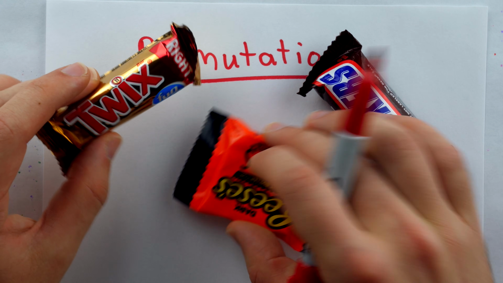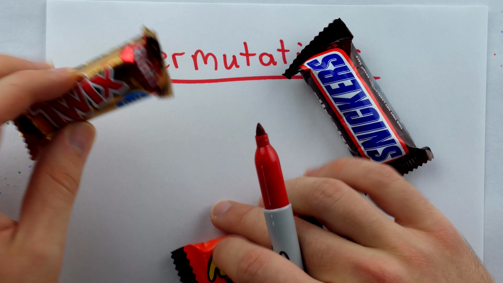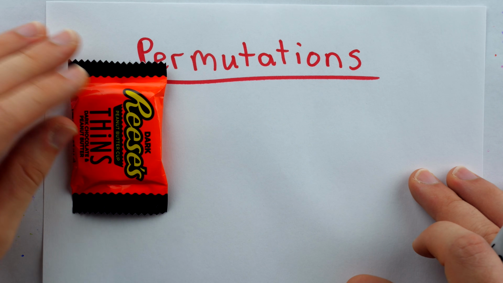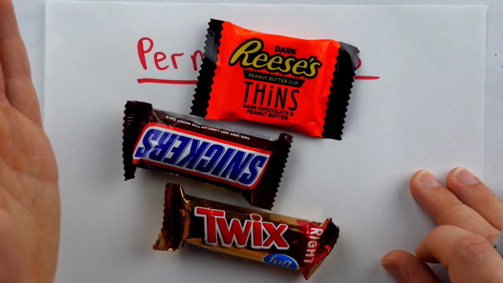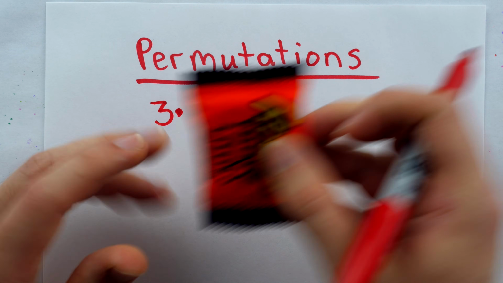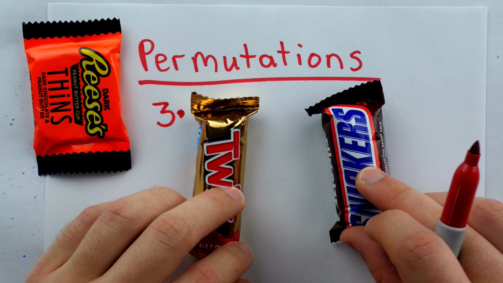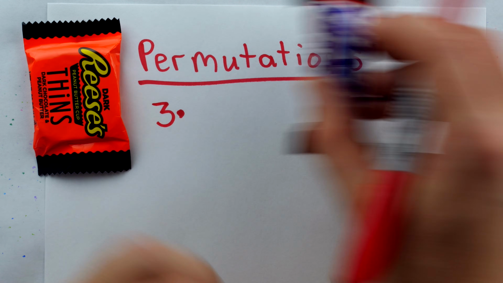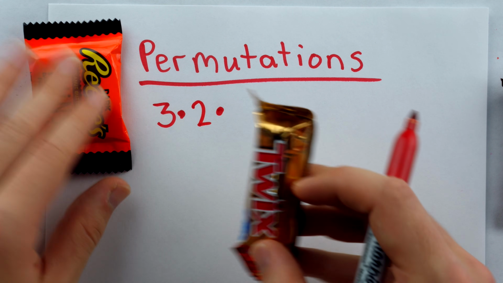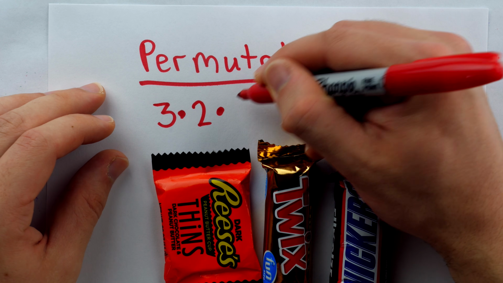If we're looking at these 3, well, certainly we have 3 choices for which candy could go first. Perhaps Twix goes first, or maybe Snickers goes first, or maybe the peanut butter cup goes first. Regardless, it's clear that if we have 3 candies, there are 3 choices for which candy goes first. If we put the peanut butter cup first, well, now we have 2 choices remaining for which candy goes second. We could put Snickers second, or we could put Twix second. Once we've chosen a candy to put second, maybe we put Twix second, now we have only 1 choice for which candy goes third. In this case, that's Snickers.